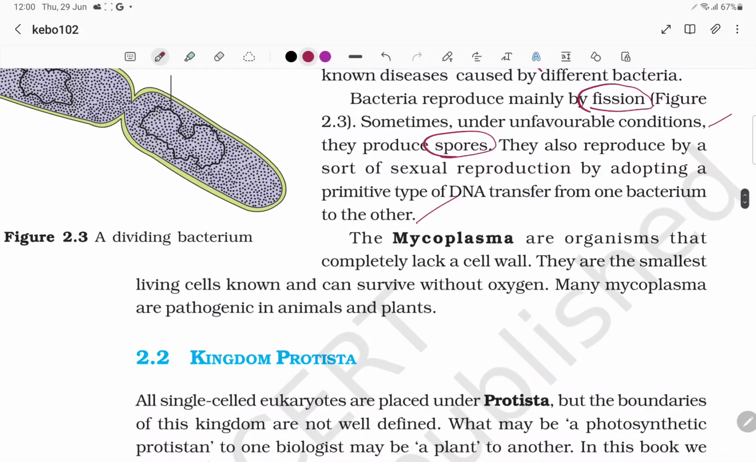Mycoplasma are organisms that completely lack a cell wall. They are the smallest known living cells. They can survive without oxygen also, so they are anaerobic. Many mycoplasmas are pathogenic to plants as well as animals. In humans we get mycoplasma urethritis, and there are mycoplasmal diseases in plants also.